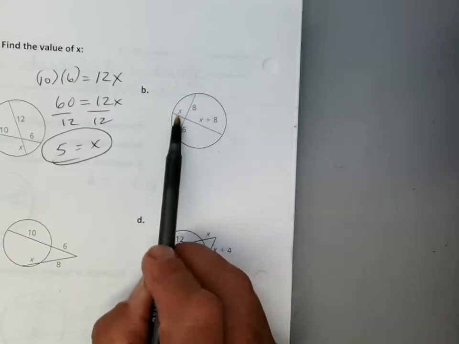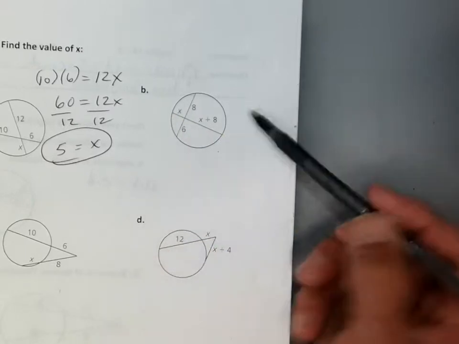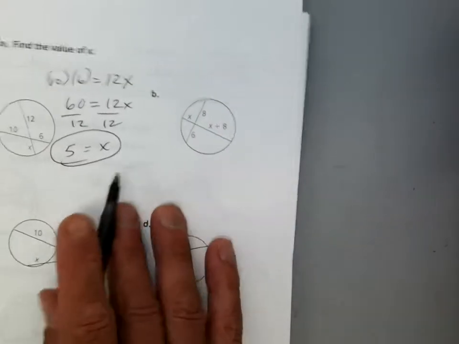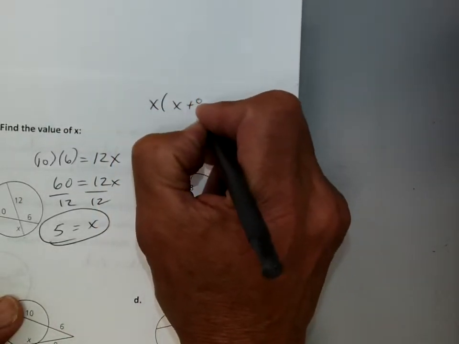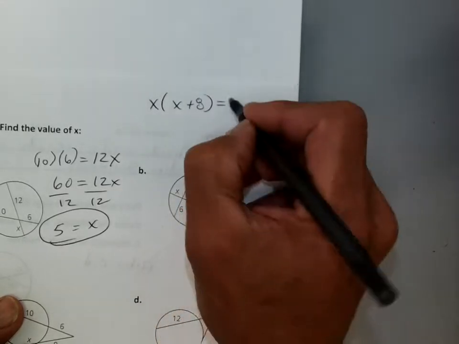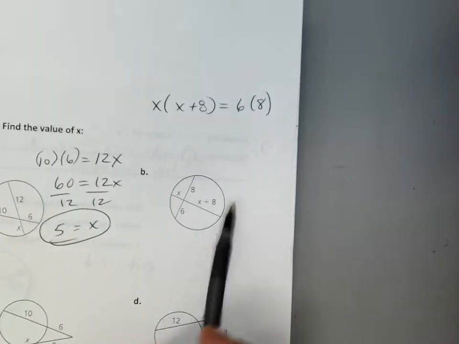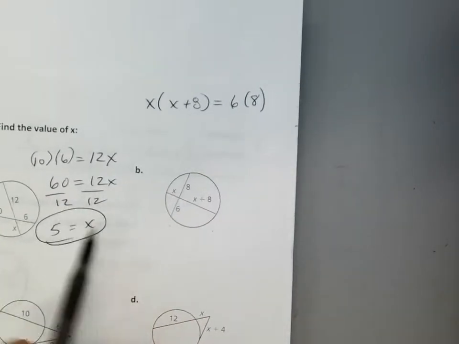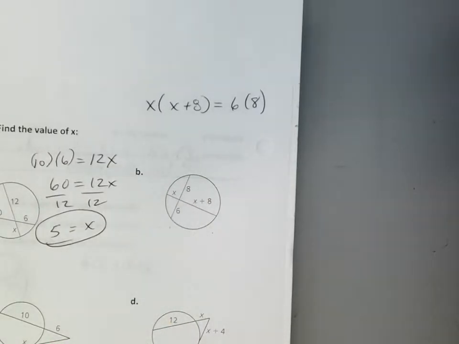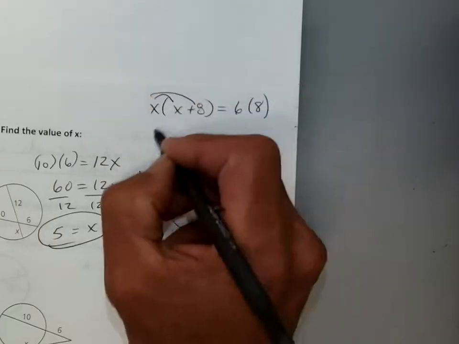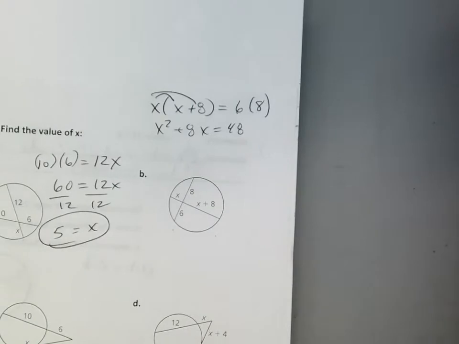We're going to go this times this equals this times this. This piece times this piece equals this piece times this piece. So we're going to have x times x plus 8 equals 6 times 8. Okay? This piece times this piece equals this piece times this piece. That's it. Now we might have to do some factoring. We can handle that. I'm going to get x squared plus 8x equals 48. Good, right?